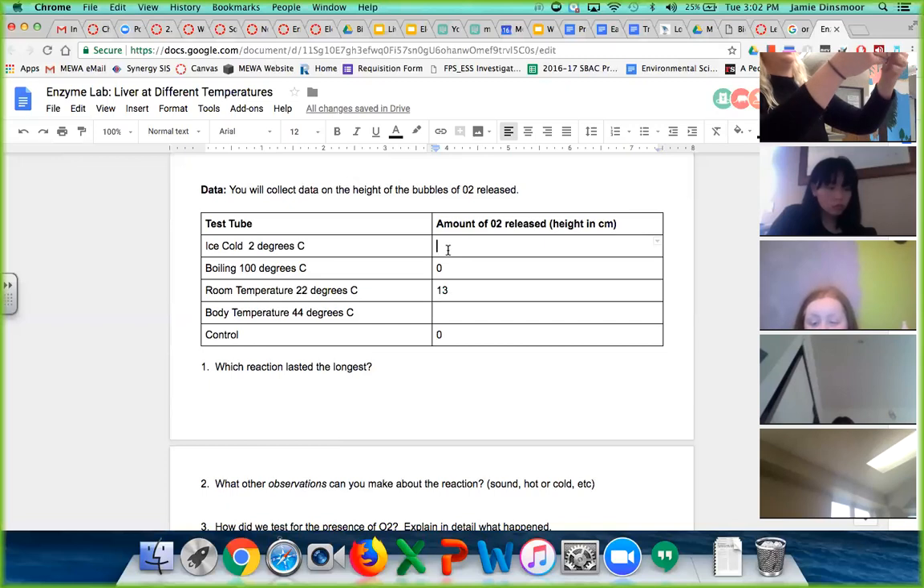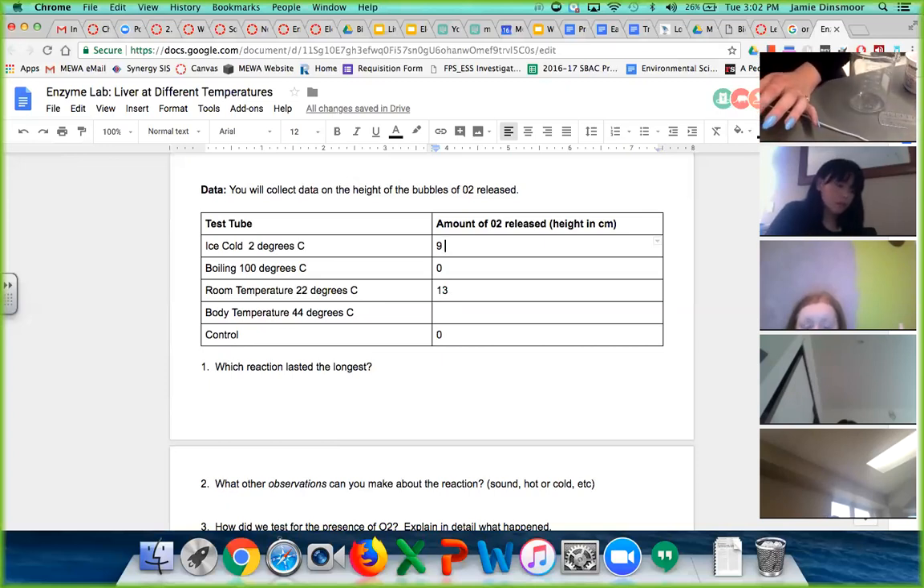All right, I'm gonna call the bubbles here at 9 centimeters. 9 centimeters for our ice cold liver. So again, pretty close to room temperature, but you'll notice it took a little longer, right? It didn't immediately start bubbling and going crazy, right? It might not have gotten cold enough, that's true. You'll notice I do have the liver in a test tube in the ice, right? I didn't put the liver directly on the ice, so that is also possible.